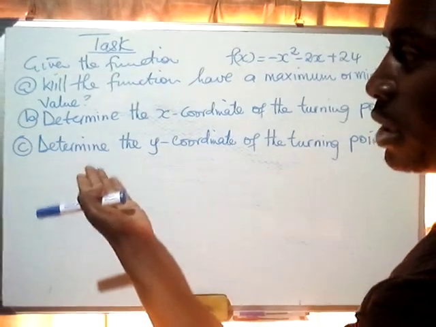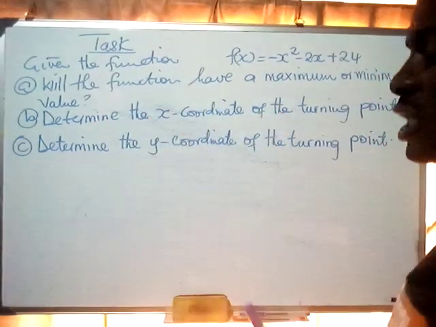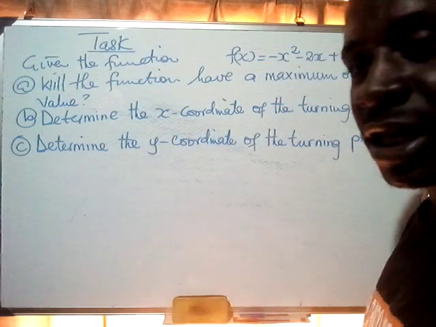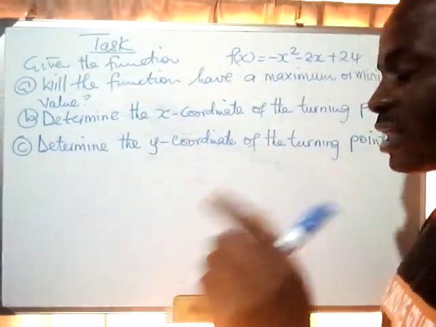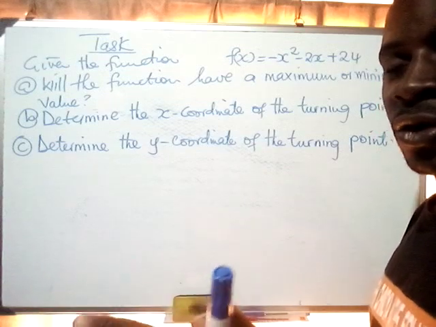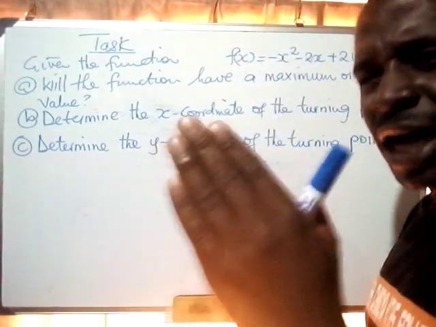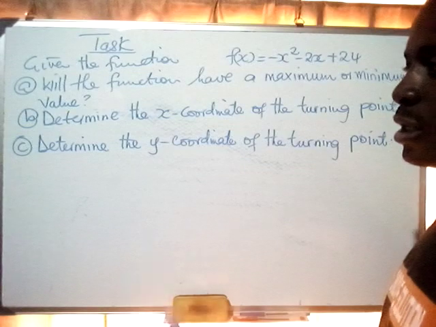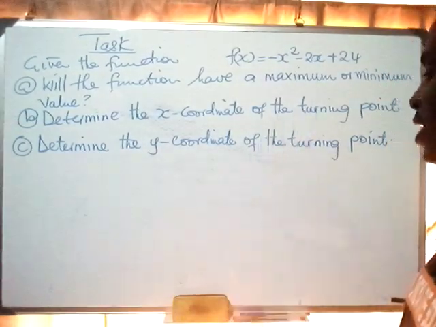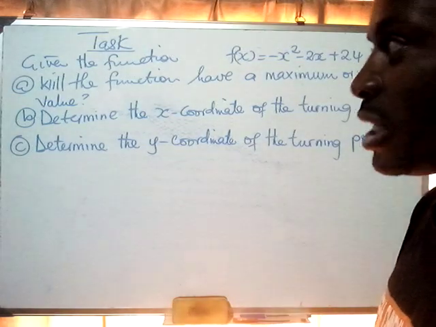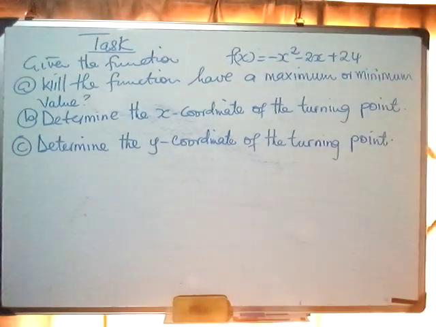Question number B: determine the x-coordinate of the turning point. How do we find the x-coordinate? We know the formula; we have learned about it. The x-coordinate of the turning point is also known as the equation of the axis of symmetry. Then we have another question: determine the y-coordinate of the turning point.